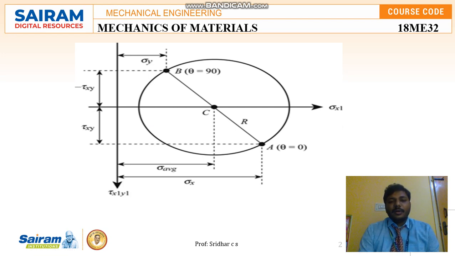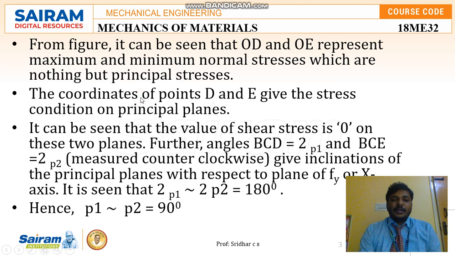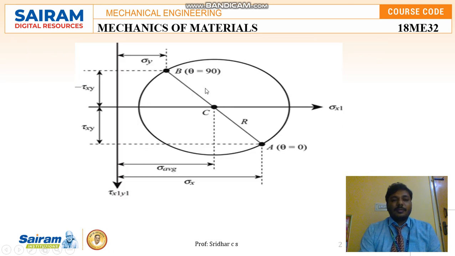Initially, whenever we start the construction, we should have some given data, that is either sigma x or sigma y or shear stress or basic principal stress. We should know the values. Only then can the initial stage of construction of the Mohr circle be done. Once we have drawn the circle based on the given values, we can start identifying the values.